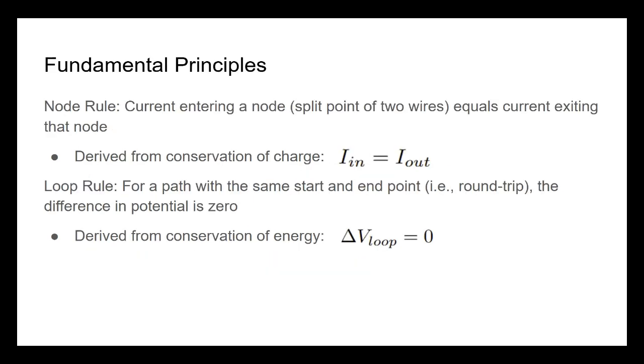So just as some fundamental principles, first we have the node rule, which says that the current entering a node, which is the split point that turns into two wires, equals the current exiting that node. And this is from the conservation of charge. So current in equals current out when you add them up. And the loop rule, which is derived from conservation of energy, says that as you loop around an entire circuit back to the beginning point, the difference in potential is zero.